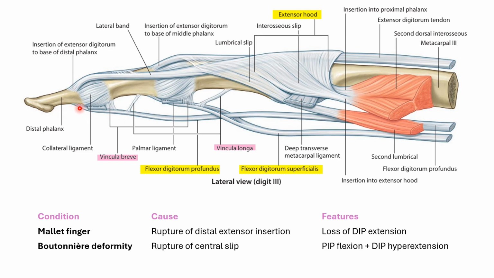and inserts to base of the distal phalanx. Again, this is flexor digitorum superficialis tendon. This is flexor digitorum profundus tendon. Flexor digitorum superficialis tendon is split at proximal phalanx and inserts to side of middle phalanx. And flexor digitorum profundus goes through the split and inserts to base of the distal phalanx.